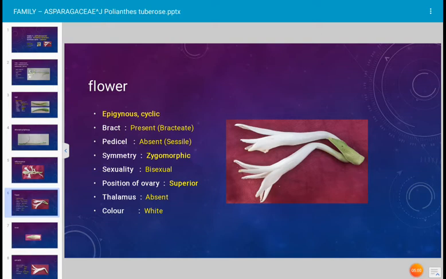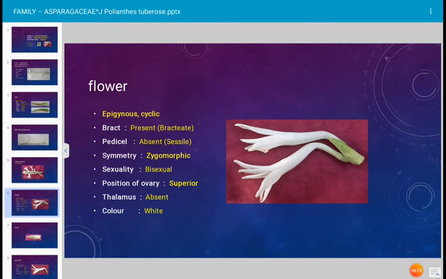And in the flower, at the basal region, a bract is present. If the bract is present at the base of the flower, that is described as a bracteate flower.